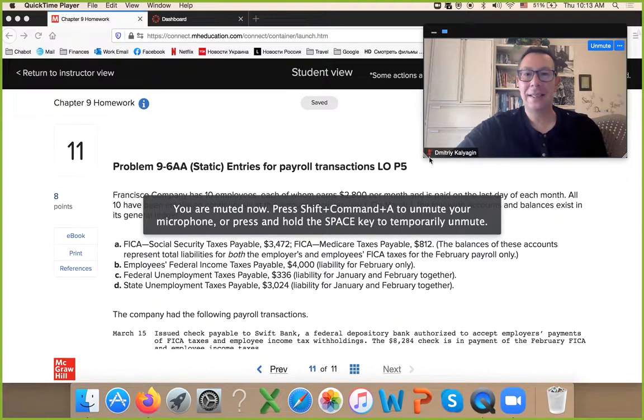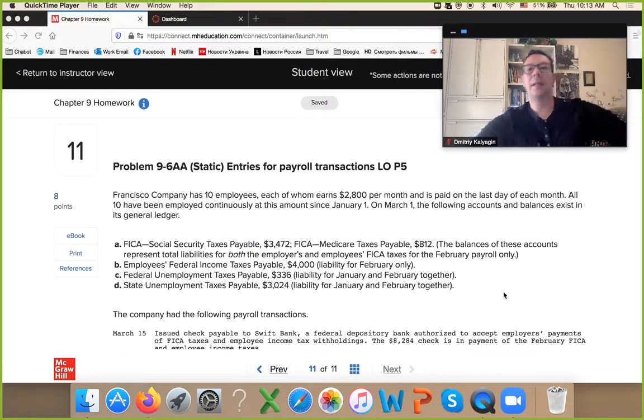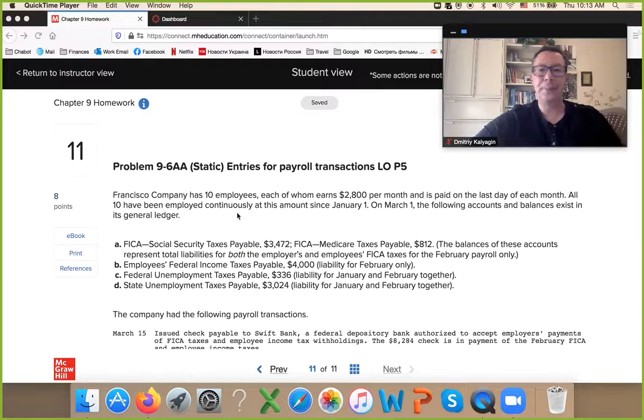Hello, dear class. I received a few questions about this last homework problem, number 11. I want to go over it because some of this we covered in class and some of that I did not specifically talk about. This is problem number 11 in your homework, or problem 9-6A at the end of your textbook.